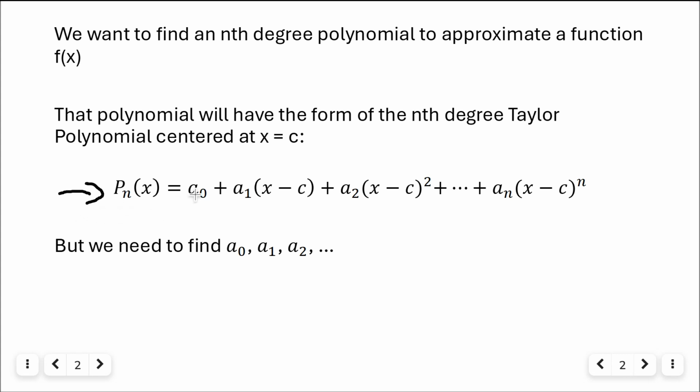But to do this, we need to find all of these coefficients, a0, a1, a2, all the way up to an. So we've got to be able to come up with some kind of pattern that goes all the way as far as we want to go without having to do all the math each time. So let's talk about how we're going to do that.